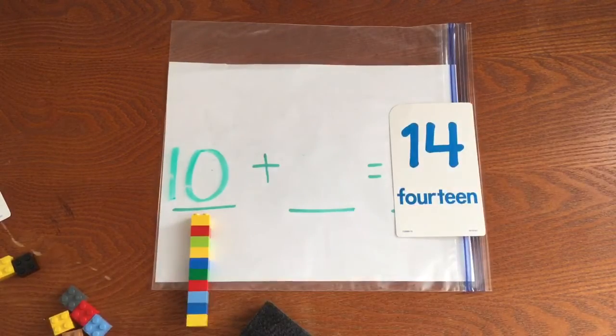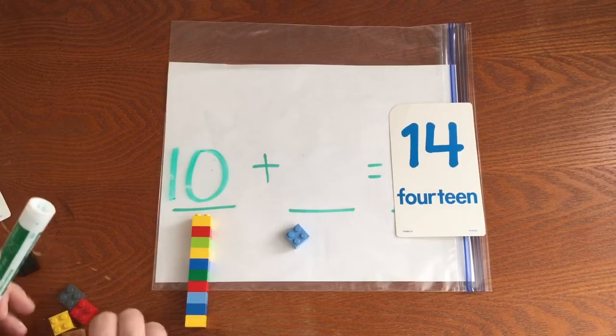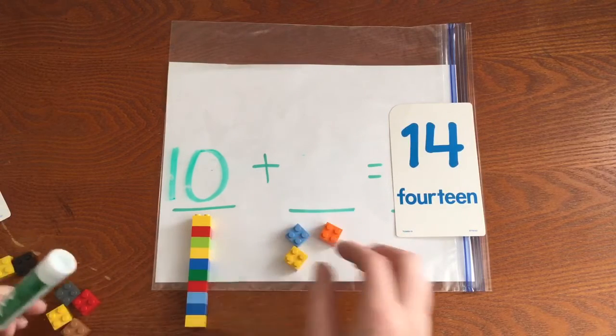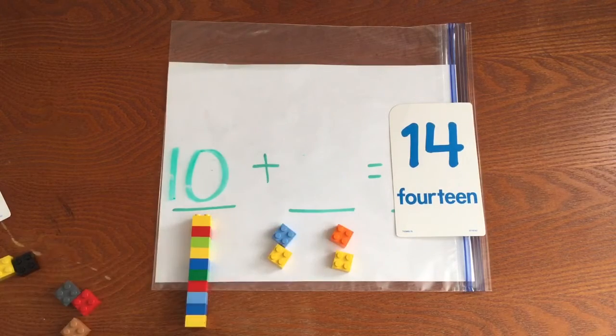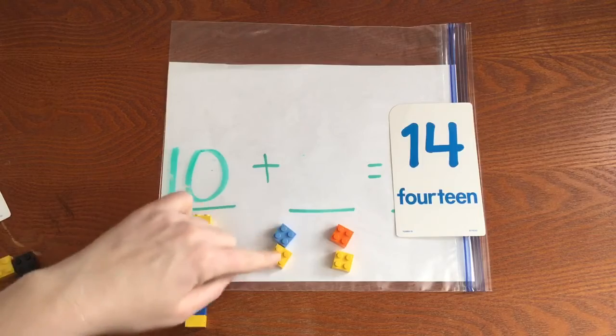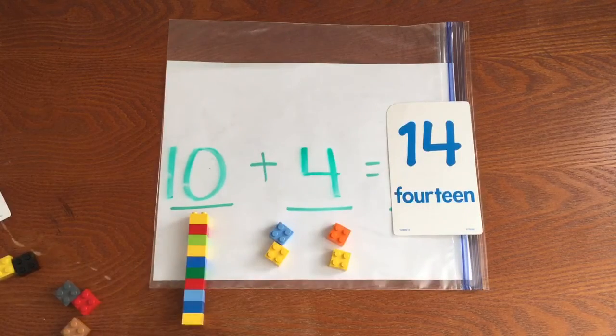All right, let's see what we need to make 14. If you know right away, write it on your paper. 10, 11, 12, 13, 14. How many do we have there? 2 and 2. What does that make? 1, 2, 3, 4. Did you write a 4? Good job.